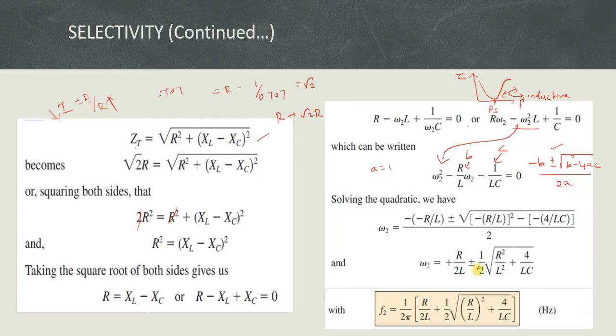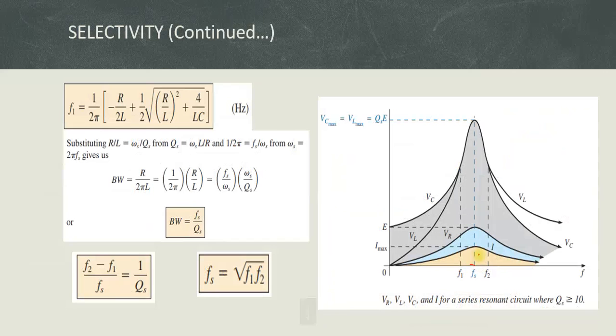Here I neglect the minus sign. Why? Because f2 is greater than my resonant frequency, so the negative sign is automatically eliminated. Now I want to find the value of the lower cutoff frequency. Just follow similar steps and solve. The value of f1 equals 1/2π into [minus R/2L plus 1/2 into the square root of (R/L)² plus 4/LC].